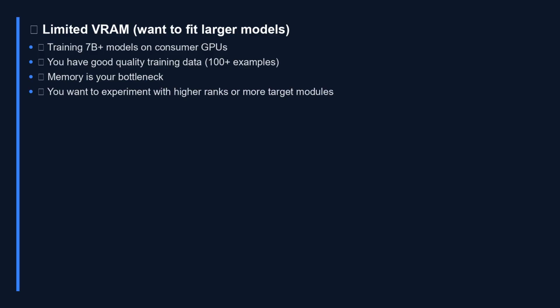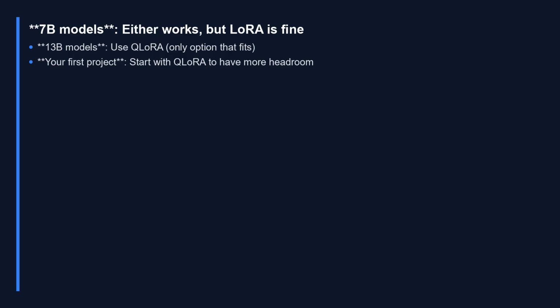QLoRA is the right default for the majority of fine-tuning work. Choose it when VRAM is your binding constraint, when you're working with 7B or larger models on consumer or prosumer hardware, or when you want room to experiment with higher ranks or additional target modules without blowing your memory budget. With a dataset of 100 or more quality examples, QLoRA will match LoRA in output quality while consuming roughly half the VRAM. For 7B models on your P40, either approach works, but QLoRA gives you more headroom for experimentation.